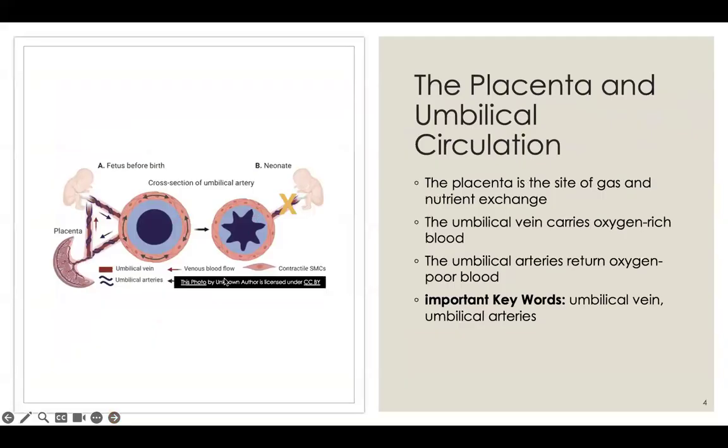The placenta and umbilical circulation. The placenta works as the organ for gas and nutrient exchange. So, oxygen-rich blood will flow from the placenta through the umbilical vein to the fetus, and deoxygenated blood will return to the placenta through two umbilical arteries. This allows for oxygen and nutrients to be delivered efficiently while waste is also removed.